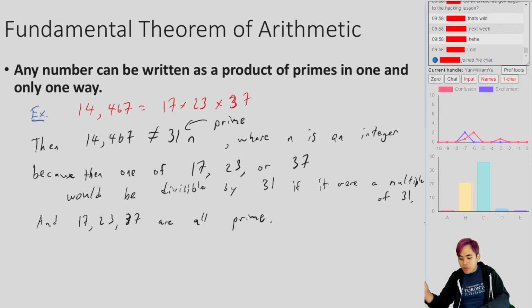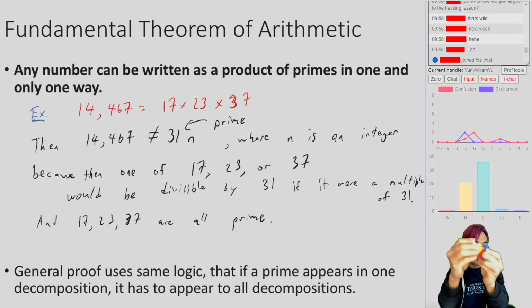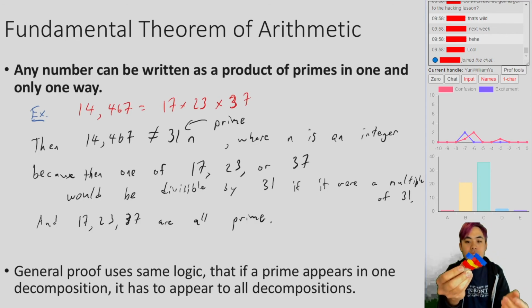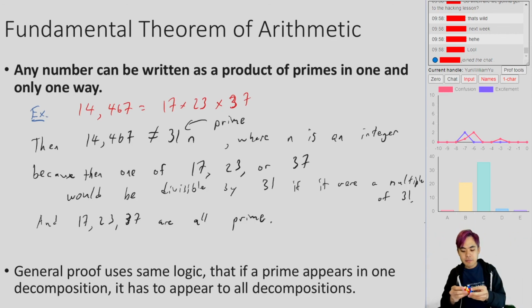And so the general proof uses the same kind of logic: if a prime appears in one decomposition, it has to appear in all of the decompositions, because that's sort of the point of having the prime decomposition. If I take a bunch of Lego pieces and break them apart, I can't magically come up with a new prime number by breaking them apart a different way.